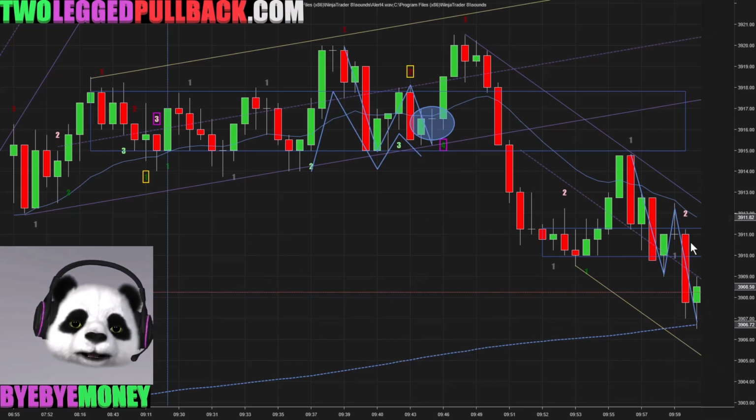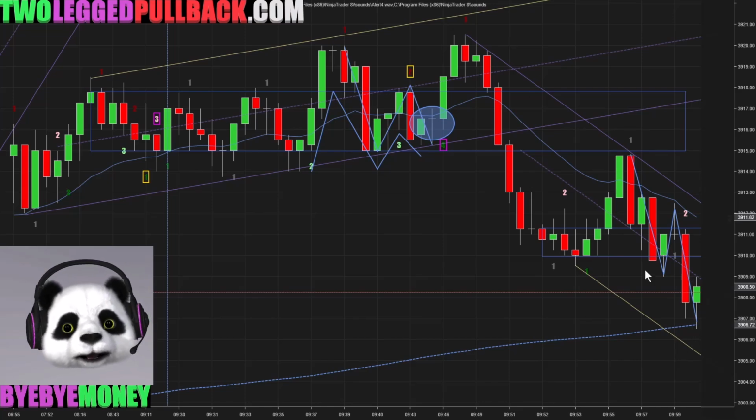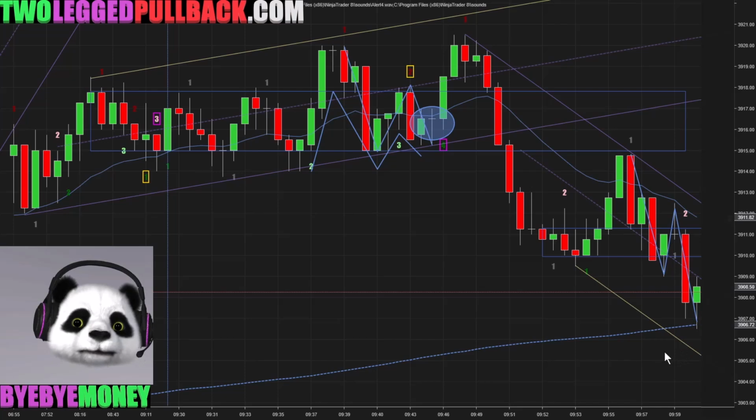So I personally would skip this trade because this downtrend is early and it could, who knows, it can go on forever. We don't know the strength of this downtrend yet. So I would wait for a higher low. Let's see if we get it.